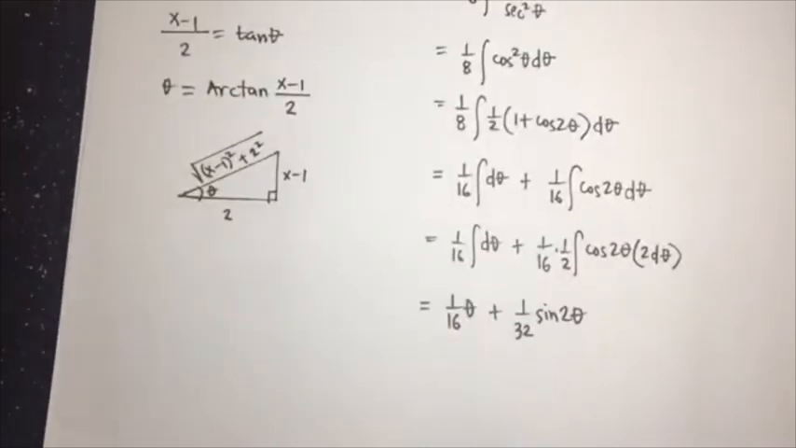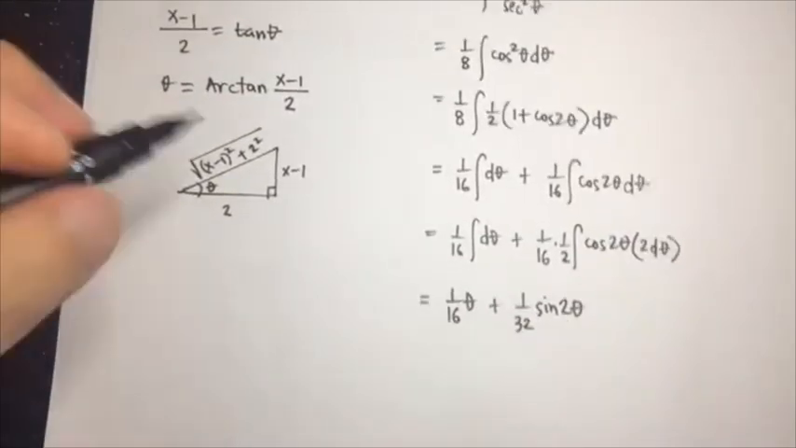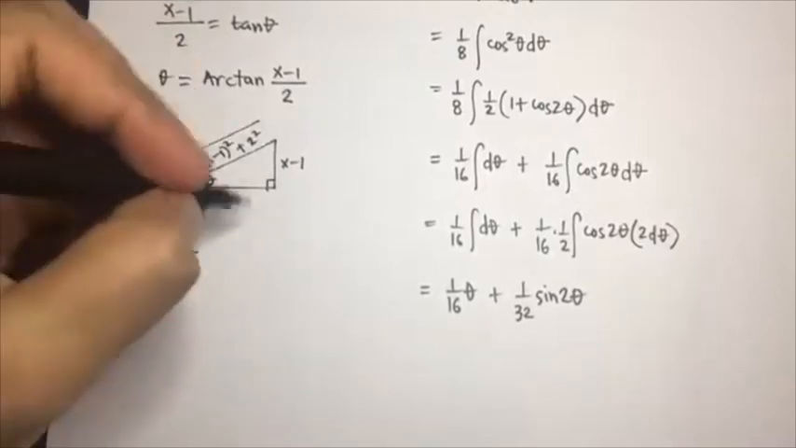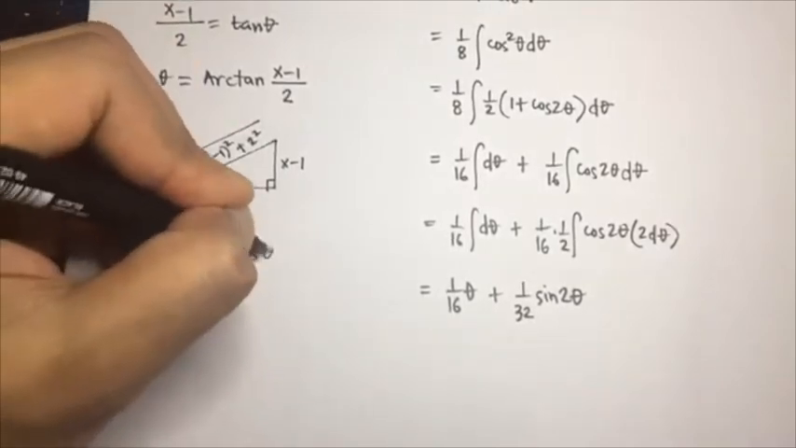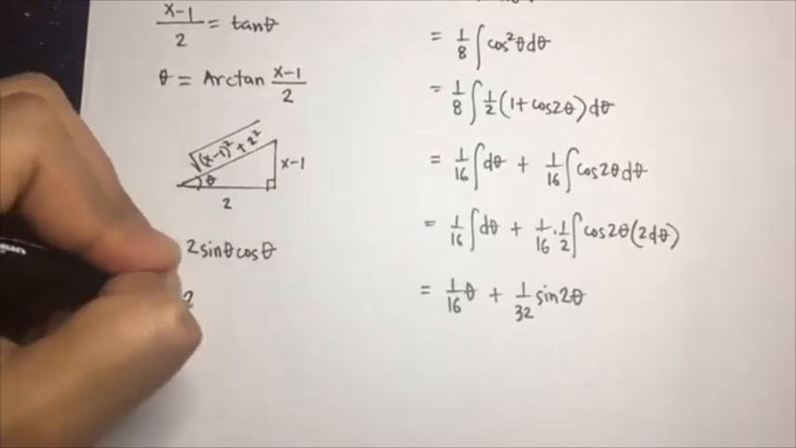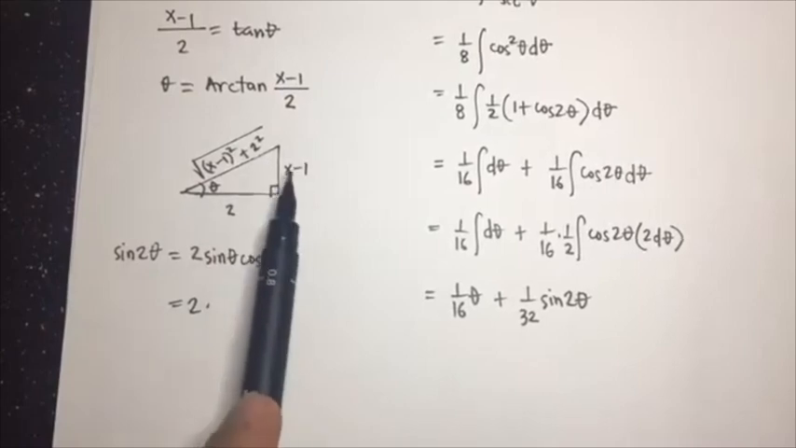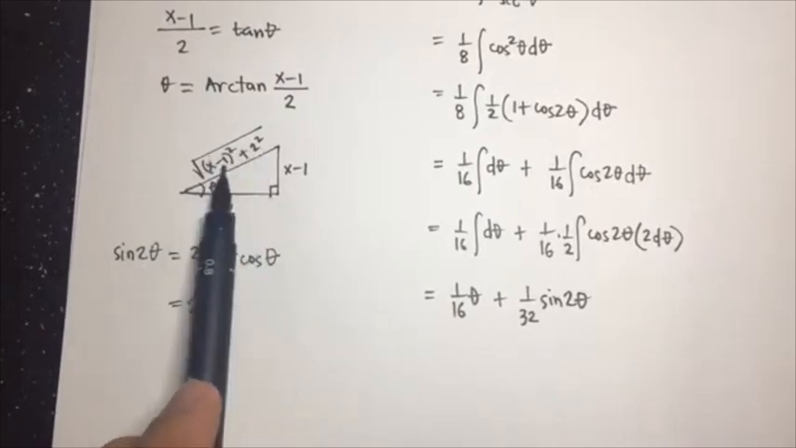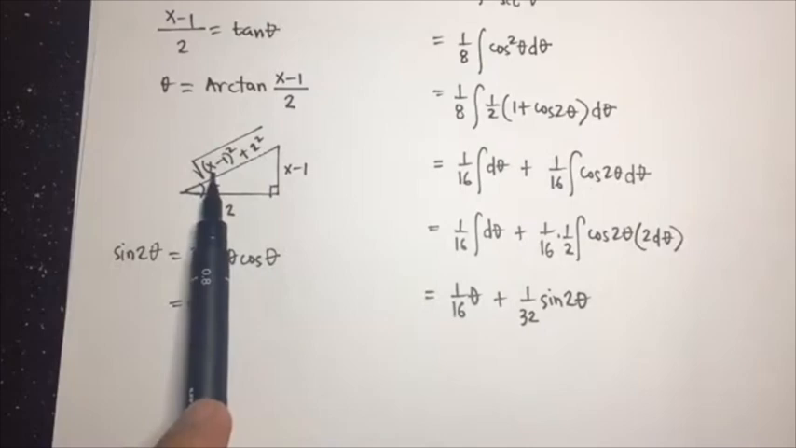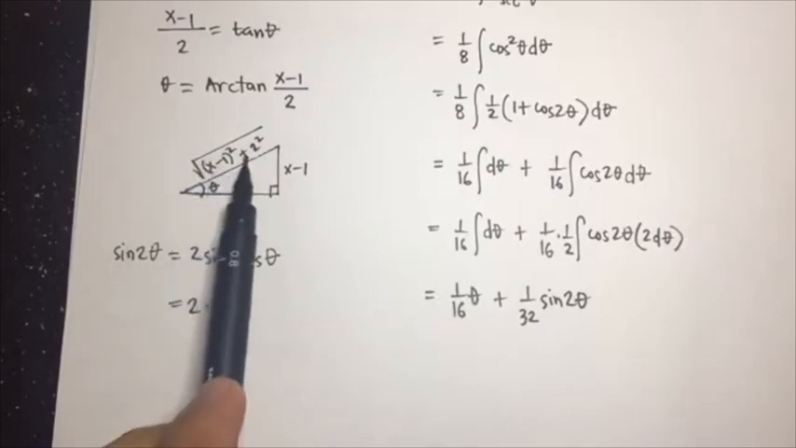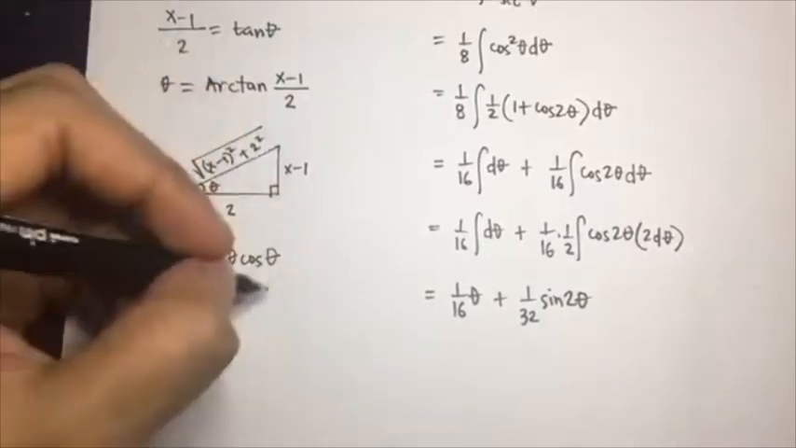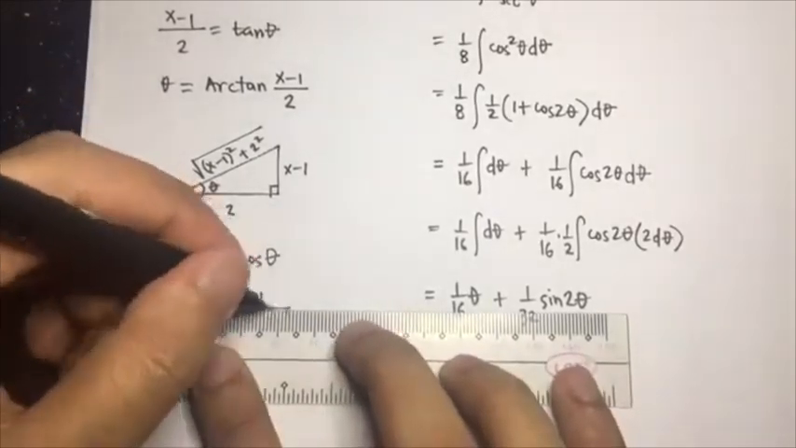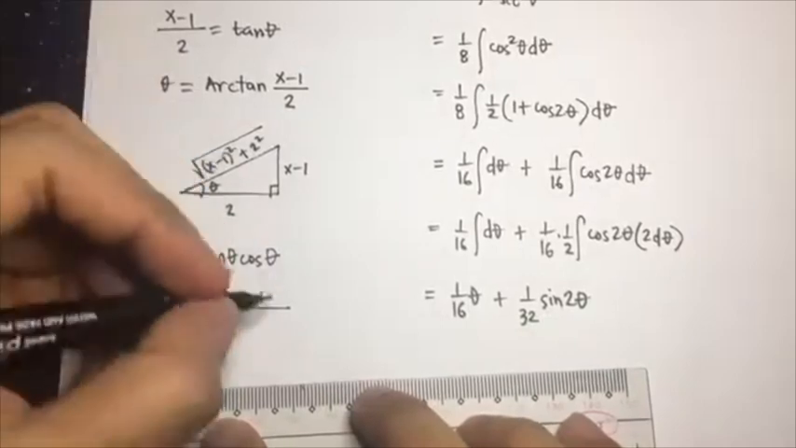Okay, so we have sine 2 theta. From the identities, sine 2 theta is equal to 2 sine theta cosine theta. Sine theta is opposite over hypotenuse, so its opposite is x minus 1, and the hypotenuse is the square root of (x minus 1) squared plus 2 squared, or we can rewrite this as the square root of x squared minus 2x plus 5. So this will become x minus 1 over the square root of x squared minus 2x plus 5.